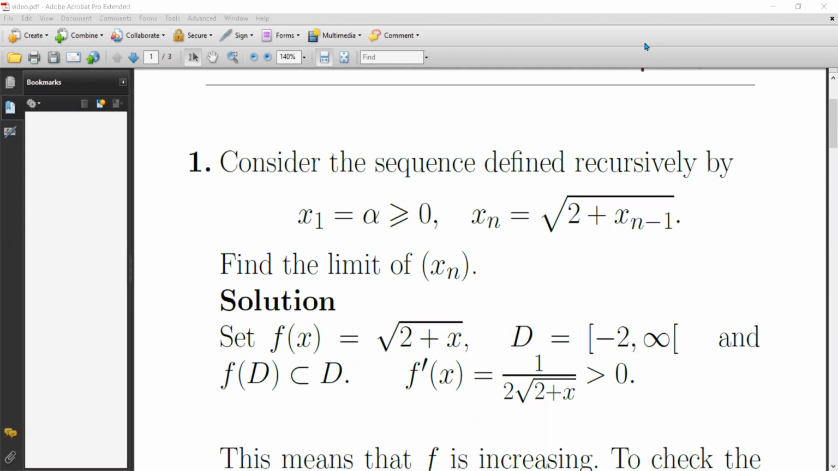This is an exercise about a sequence defined recursively, which is defined by a recursive formula. So consider the sequence defined by the formula x_n equals the square root of 2 plus x_{n-1}, and the first term x_1 is equal to alpha, where alpha is greater than or equal to 0.